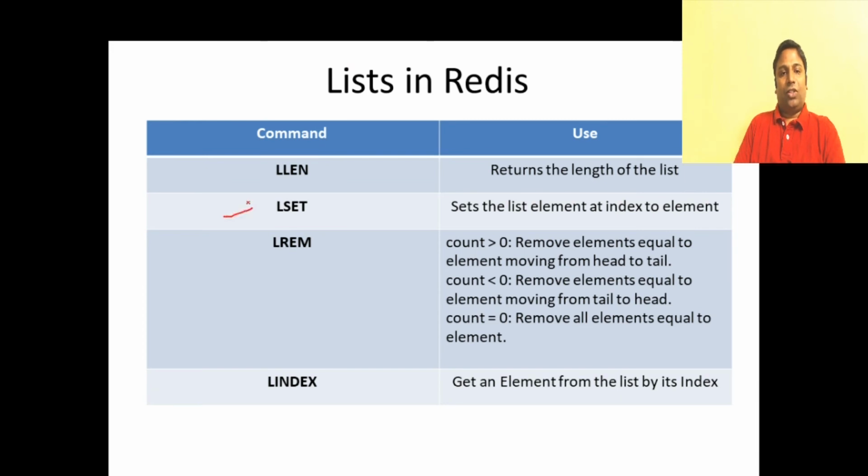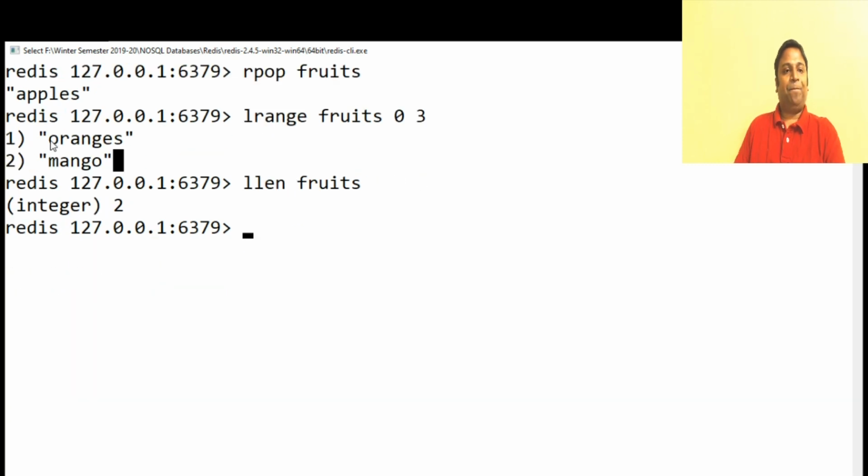Now let us quickly move on to the next thing, lset. What lset does is it sets the list element at an index to another element. For instance, when I do lset, I give the list name and then I go to index 0 and change it to apples, it's going to change whatever value is at index 0 to this particular value. Let me show a demo of this. So let me go to index 0, that is oranges, and change it to apples. So I can do lset, give the list name, and then the index is 0, change it to apples.